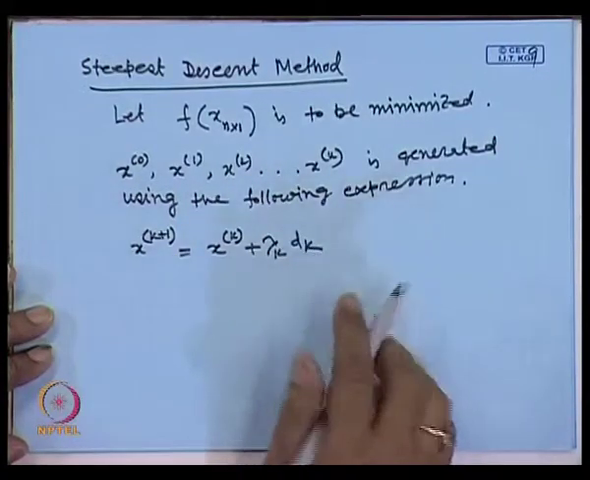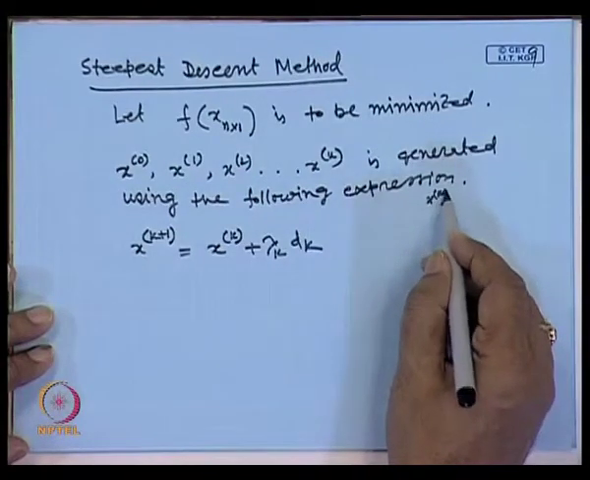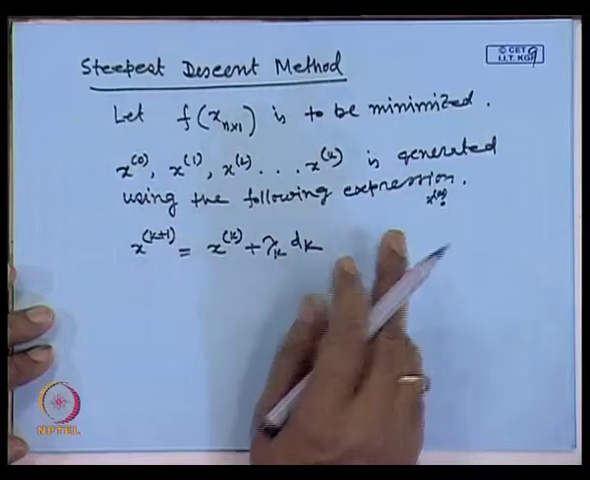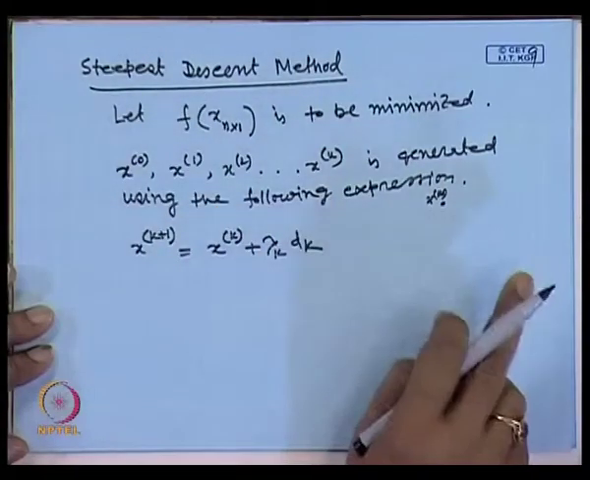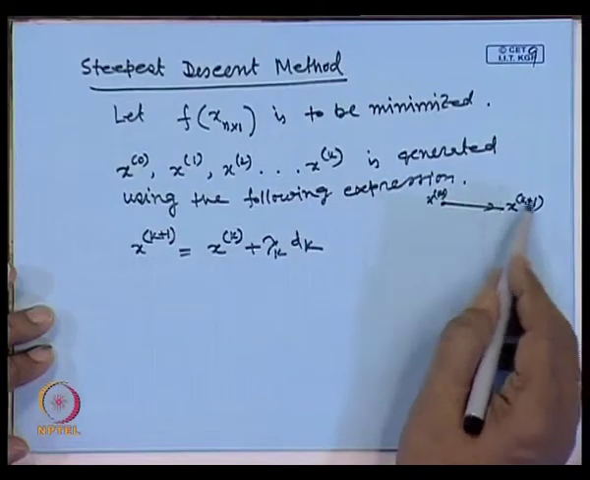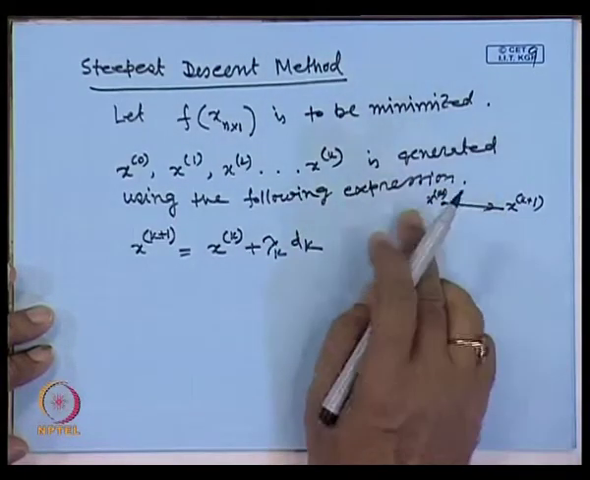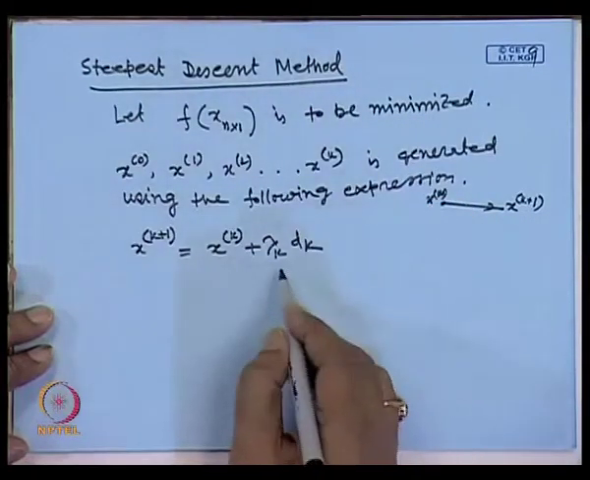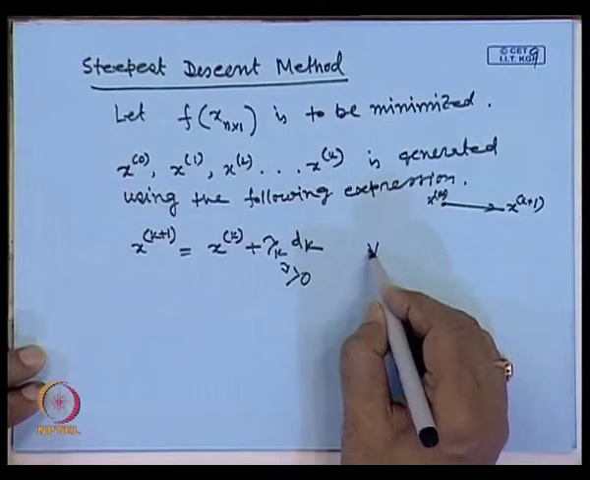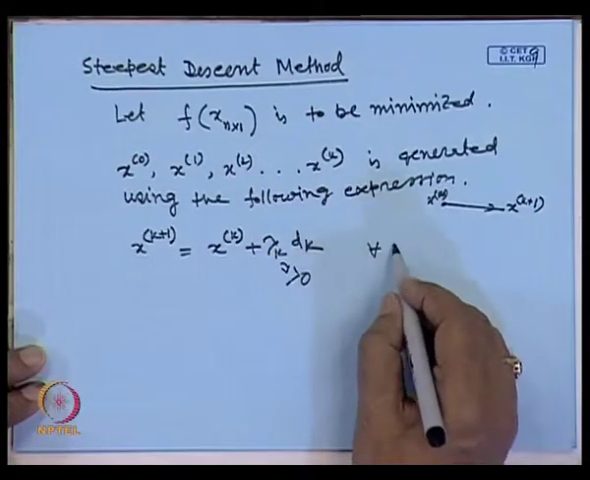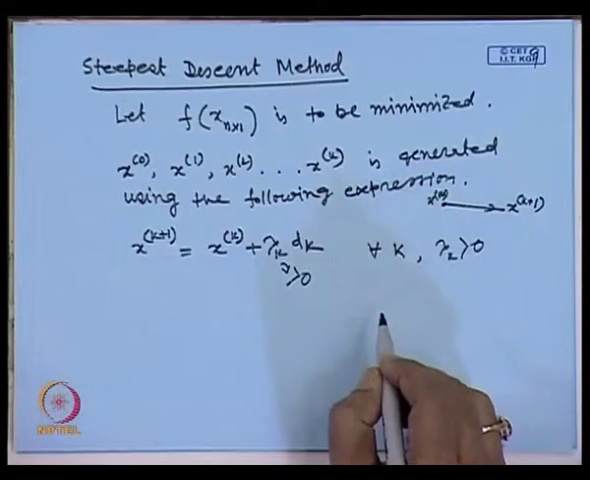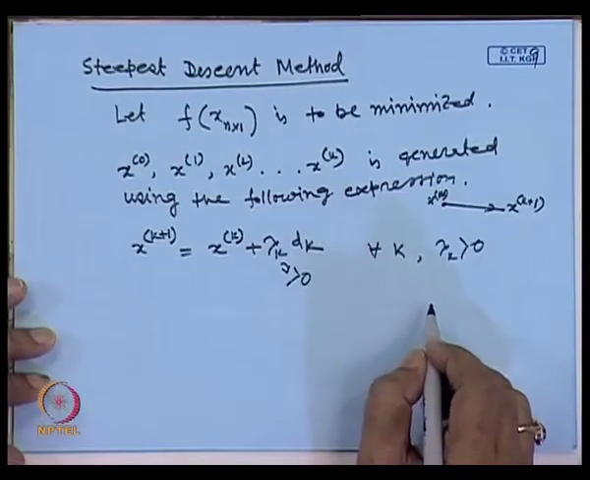If you have a point x superscript k and you move in the direction d_k, which is the gradient of that function f of x with negative sign, then the function value at the new point will be less than the value at the kth iteration. Lambda k is greater than 0, a positive quantity, and if you can choose the direction vector this way for all values of k, then ultimately we will reach the minimum value of the function.